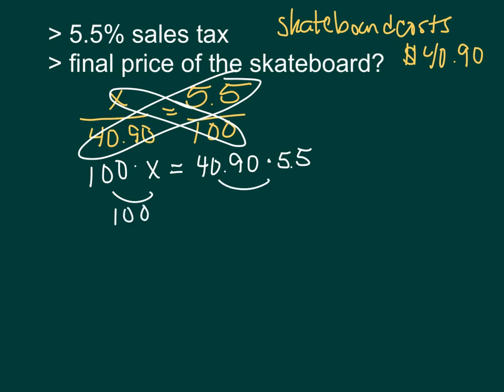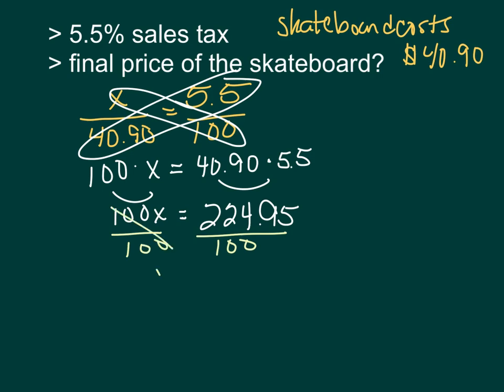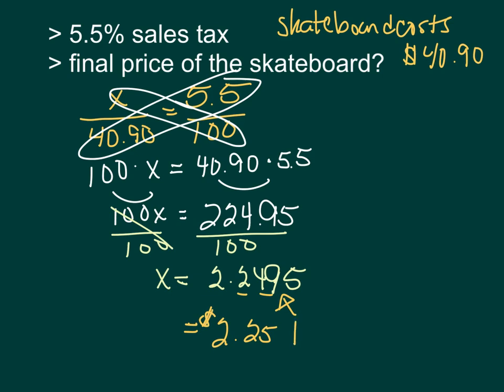100 times x is 100x, and do some calculations over here. 5.5 times 40.90 is 224.95. I'm going to divide both of these by 100. Those cancel. I'm left with x equals 2.2495. Again, this has to be money. Money only has two decimal places, so I'm going to look at the 9. The 9 is bigger than 5. It tells me to round up, so that's going to equal $2.25. So this is the tax.